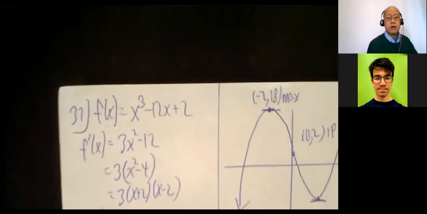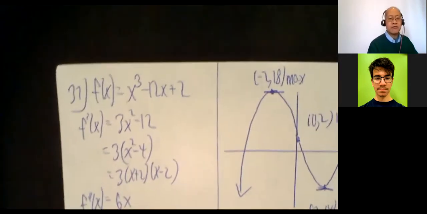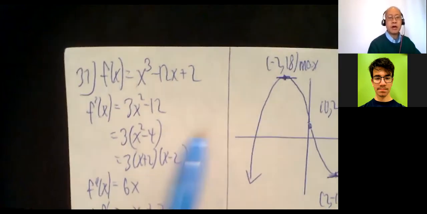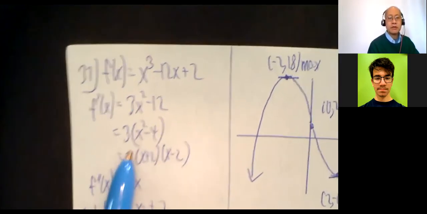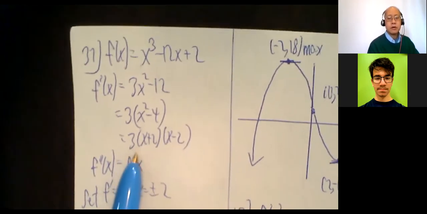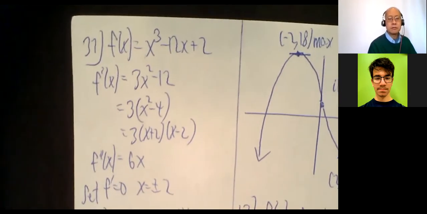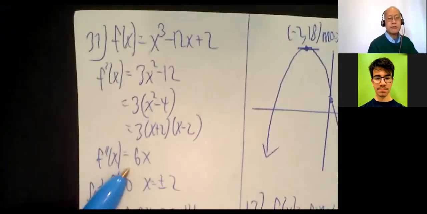All right, so again, the normal game is you start off by taking 2 derivatives and then factor if possible. Okay, so f prime, 3x squared minus 12. Factor out the 3, x squared minus 4. Factor further, 3 times x plus 2, x minus 2. Second derivative, 6x.